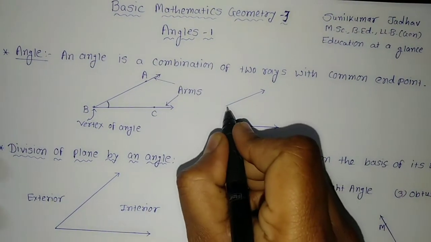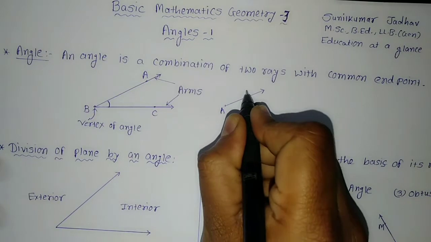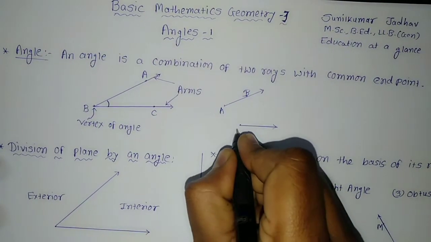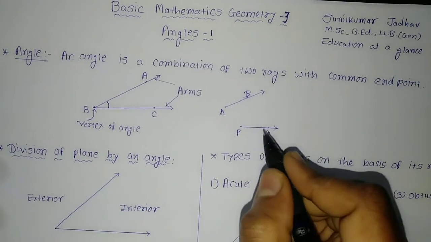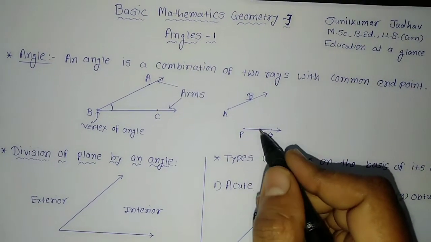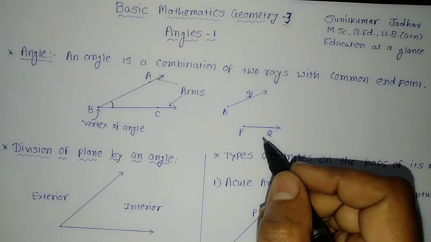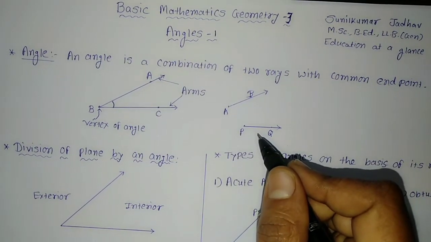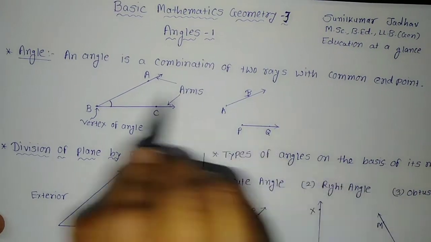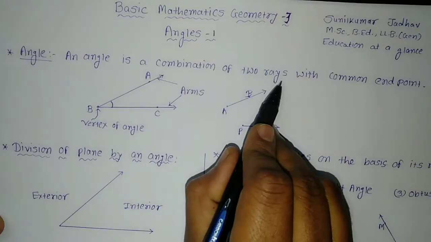Suppose we are taking two rays. This is one ray, ray AB, and this is another ray, ray PQ. But these rays are not intersecting each other, and they do not have any common endpoint. In this case we can say they cannot form an angle. So what is the specification that makes an angle? An angle is a combination of two rays with a common endpoint.